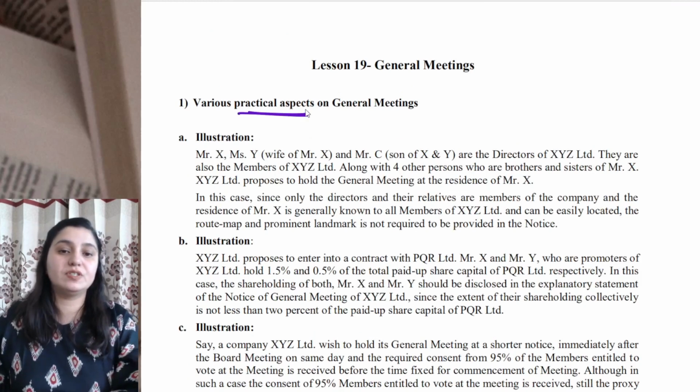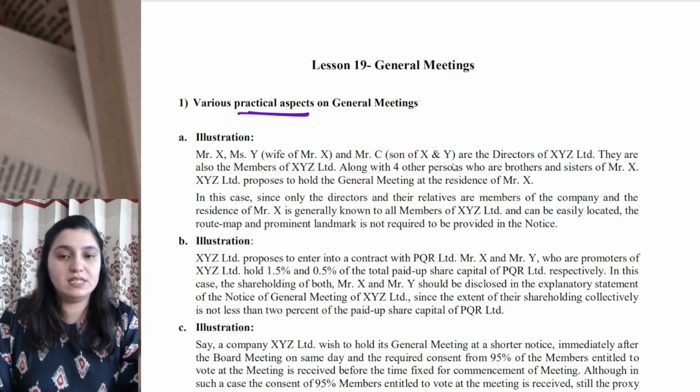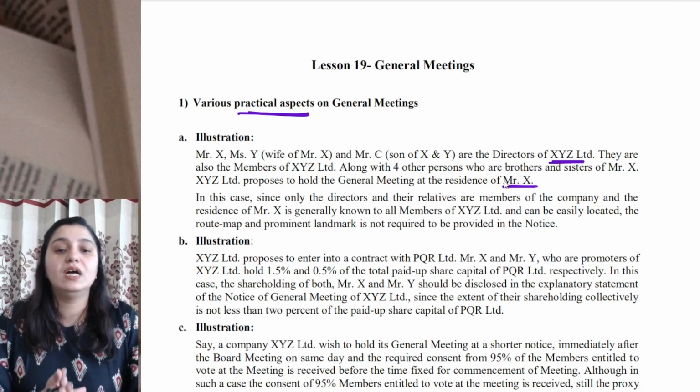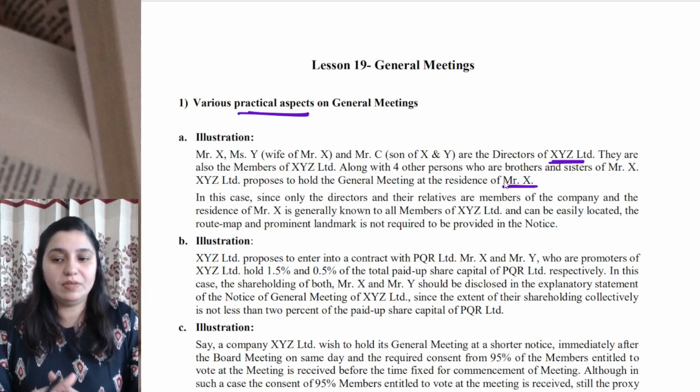Like starting with the first, Mr. X, Miss Y, who is wife of Mr. X, Mr. C, son of X and Y, and that are the directors of XYZ Limited. They're also the members of XYZ Limited along with 4 other persons who are brothers and sisters of Mr. X. XYZ Limited proposes to hold the general meeting at the residence of Mr. X. So what happens? Have you read about when we were discussing about the general meeting notices?